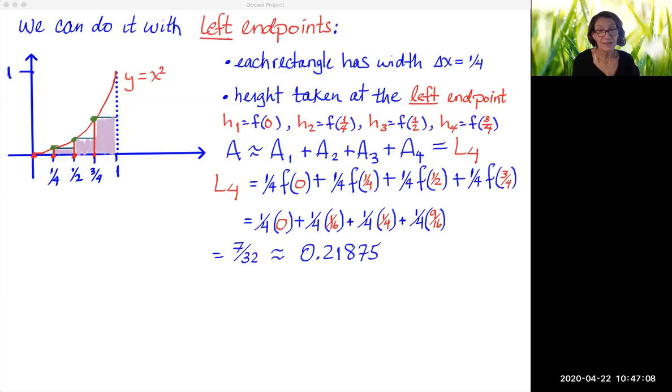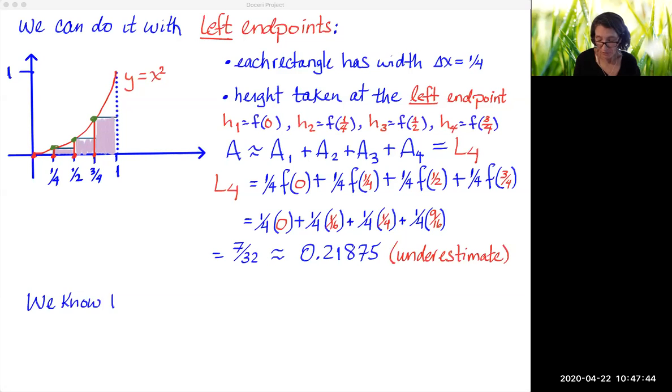And this is clearly too small because those rectangles are shorter. There's a lot of empty space. And so when we add up the areas of those rectangles, we know that's not enough. It's less than the actual area that we want. So that's an underestimate. When we did the right endpoints, in the previous example, we got an overestimate. Our rectangles were too big.